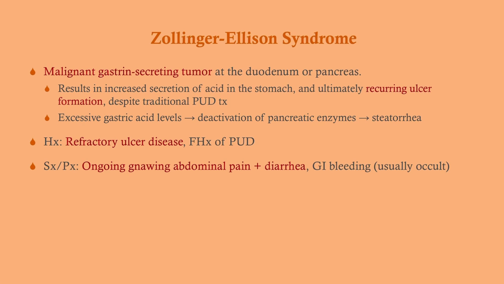Because of the excessive gastric acid levels, another thing that can happen is it can deactivate pancreatic enzymes. So if you're deactivating lipase, for instance, you're not going to be able to break fats down and you can get a steatorrhea. Okay, so diarrhea can be seen with this. So this ongoing gnawing abdominal pain along with diarrhea is a tip-off for ZES.